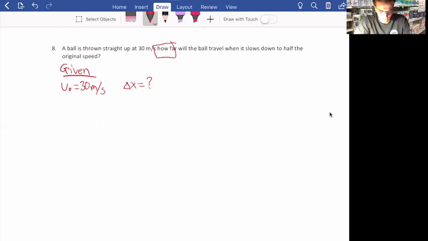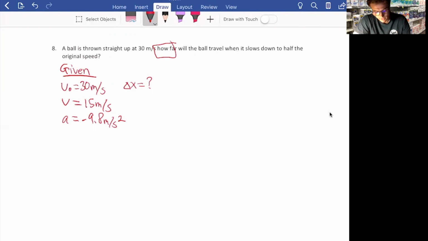Okay, so what does that mean? That means that the final velocity is half the original speed, 15 meters per second. It's half of the original speed. Okay, and then what's the given that's not given, right? What's the assumed given? Acceleration. Acceleration is negative 9.8 meters per second squared. Okay. We have enough to solve.